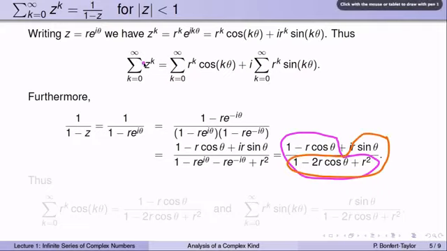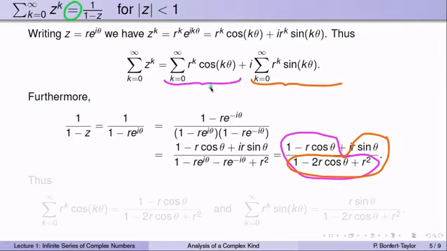We also found the real part of the sum of the z to the k's, that's right here, and we also found the imaginary part, that's right here. Because we have an equality right here, left-hand side and right-hand side are the same, that means that the real parts must agree with each other, and the imaginary parts must agree with each other.